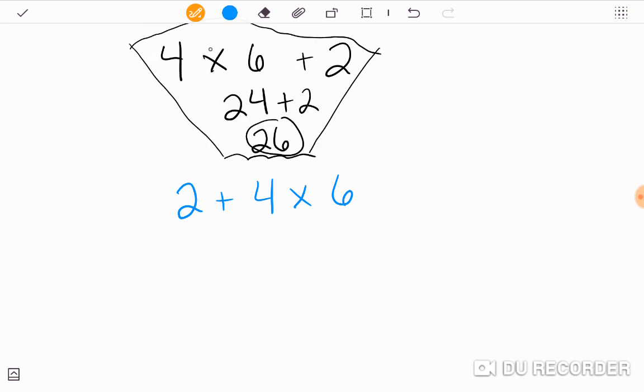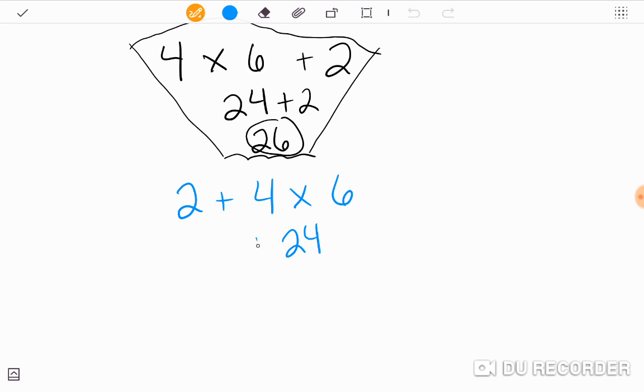Now if you compare the black problem up here to the blue problem down here, the only thing that I did is instead of having the plus 2 at the end, I have the plus 2 at the beginning. Let's see if that changes our answer. So first thing, parentheses, we don't have them. Exponents, we don't have them. Multiplication, we do have multiplication. So 4 times 6, it's still 24.